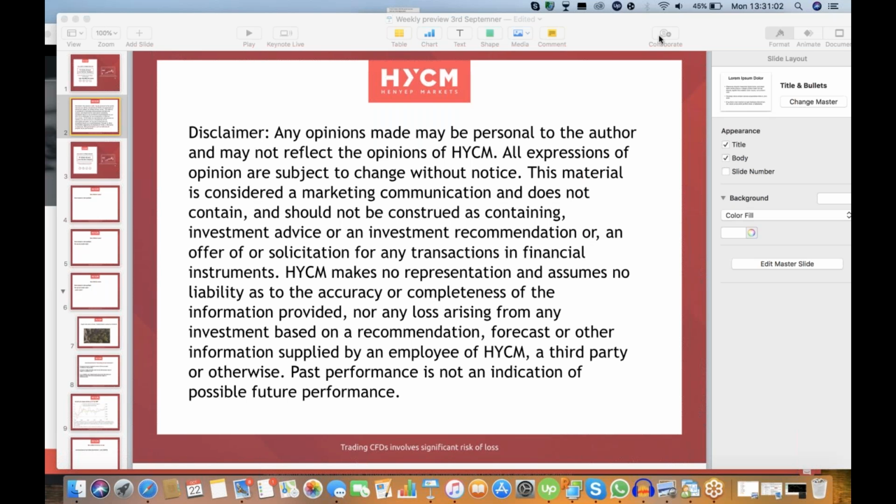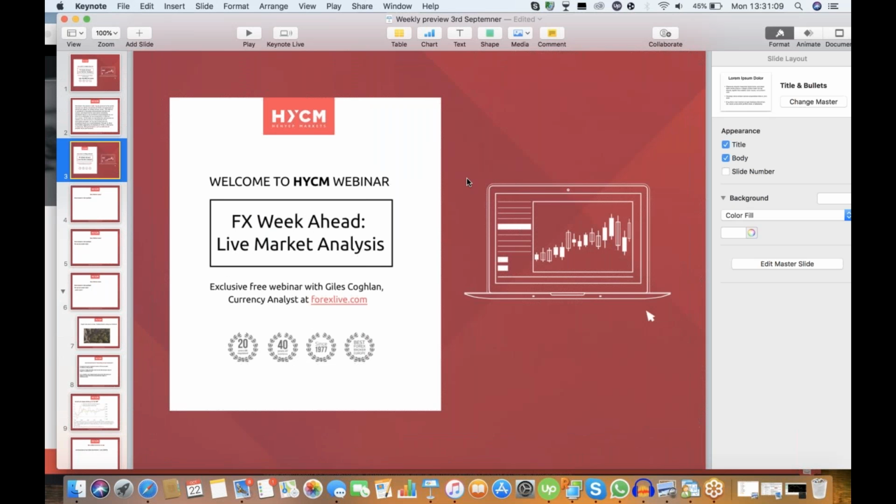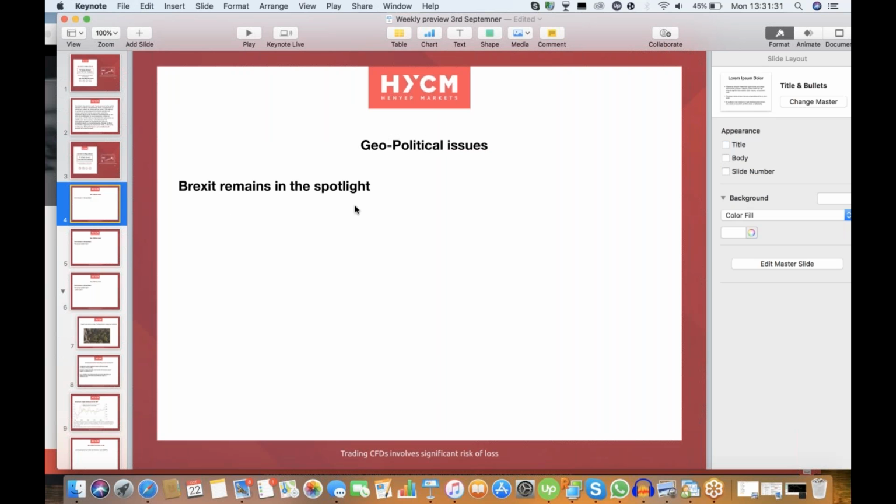You've had a chance to read the disclaimer, and welcome to the look ahead. We've got another very interesting week. There's so many different things happening in the market at the moment, and we're going to be taking you through some of the most significant events to help you navigate your way and understand the impact and the influences coming on the currency markets. We're starting once again with geopolitical issues. There's so many of them at the moment.